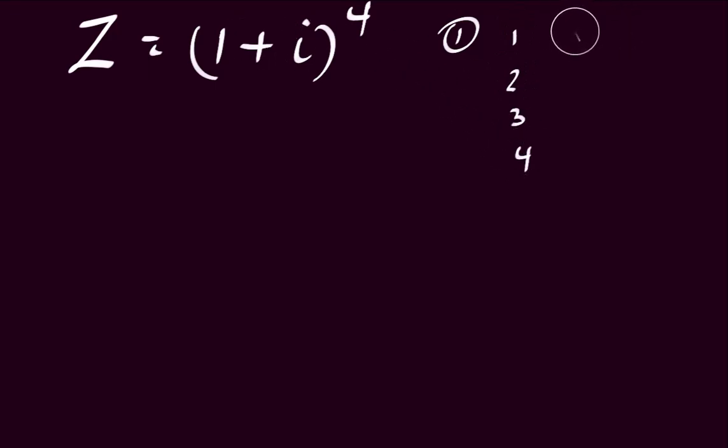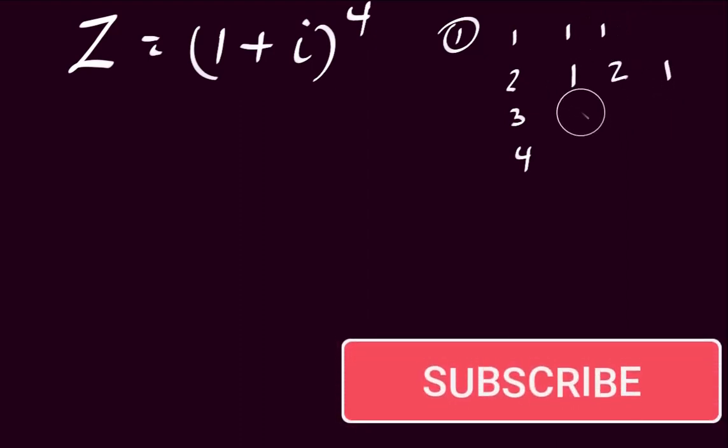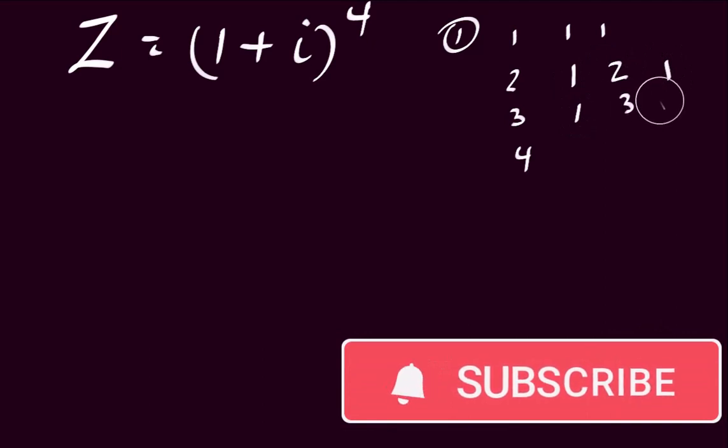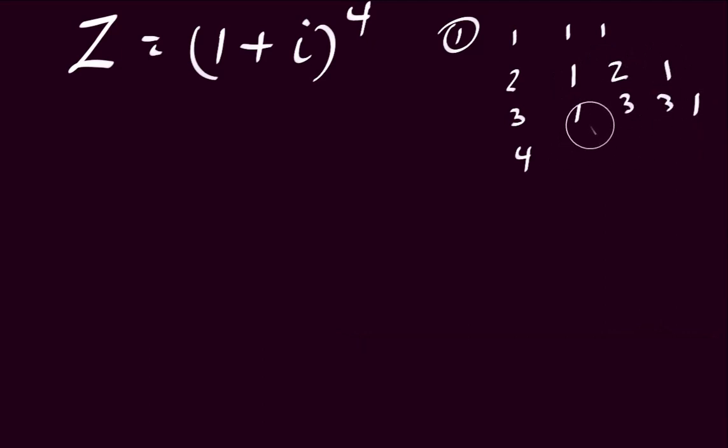That is manual. So we have 1 for power 1, we have 1 1, and for power 2 we have 1, then 1 plus 1 is 2 in the middle, then 1. Then 1, 1 plus 2 is 3, 2 plus 1 is 3, and then 1. Then 1, 1 plus 3 is 4, 3 plus 3 is 6, 3 plus 1 is 4, and then 1. So for the power of 4, we have these coefficients: 1 4 6 4 1.